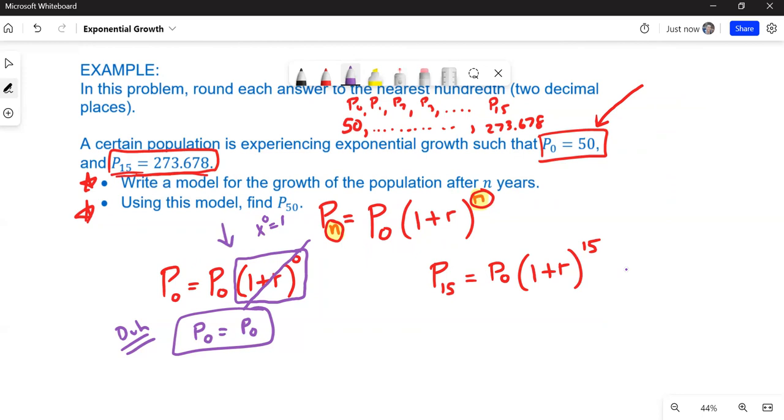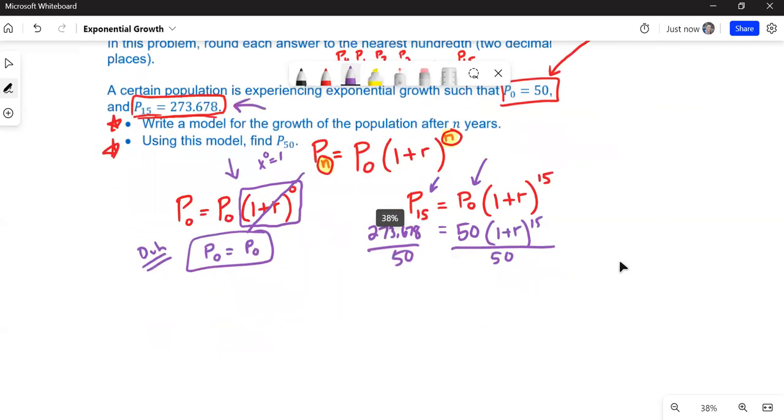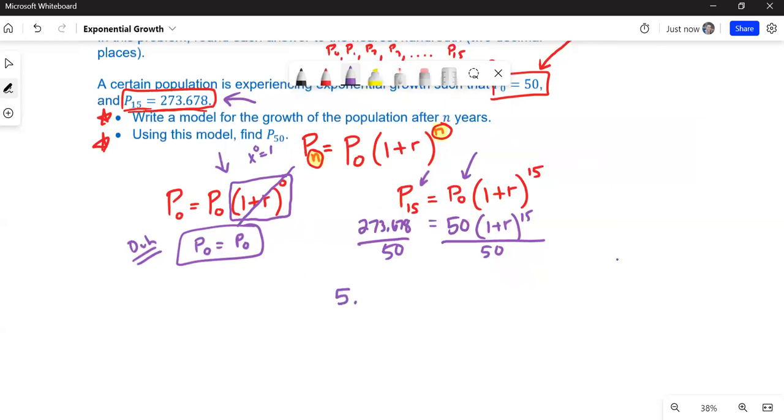All right. So in this case, let's go ahead and plug in P naught. It's 50. And let's go ahead and plug in P sub 15, which is given up here in the problem as 273.678. If we do our algebra, it would look like this. We divide both sides by 50. So calculator, 273.678 divided by 50. And I'll do a little rounding, but I'll round at the very end. I'm getting 5.47356. And then these 50s will go away. We get 1 plus R to the 15th power.